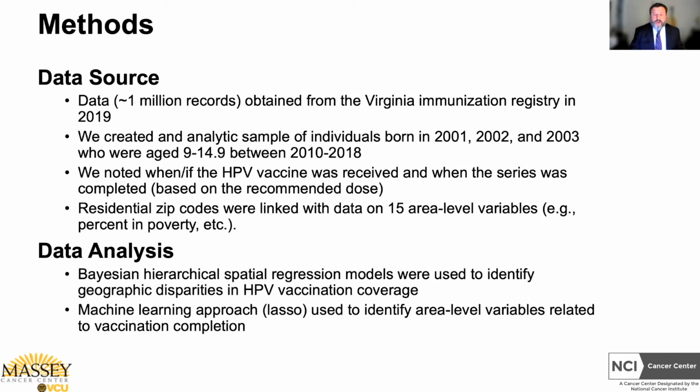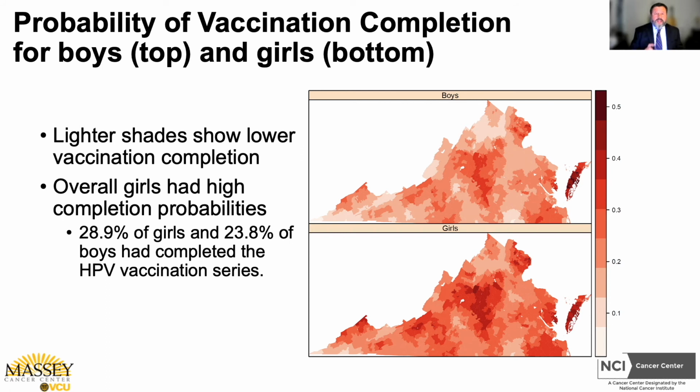We used residential zip codes, and they were linked with several area-level variables, including poverty, a number of 15 different area-level variables. We used Bayesian hierarchical spatial regression models to identify geographic disparities in HPV vaccination. And then we used machine learning approaches to identify area-level variables related to vaccination completion. You can see here in this slide that lighter shades show lower vaccination completion. Overall, girls had higher completion probabilities. Around 29% of girls and around 24% of boys had completed the HPV series.